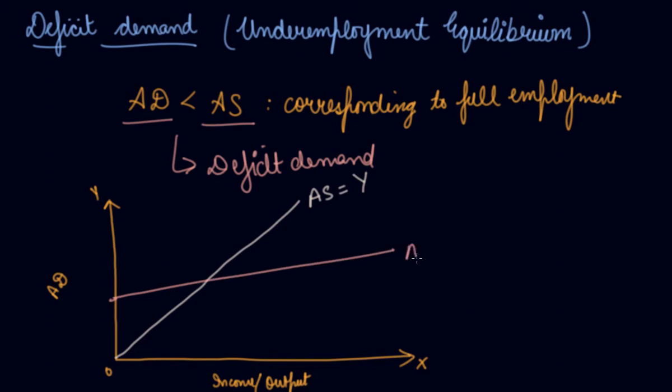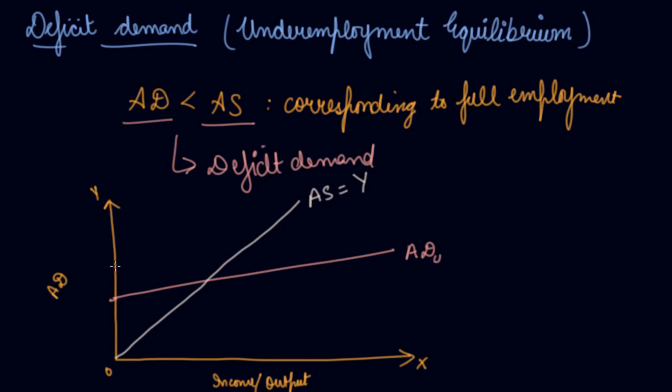In this case, your aggregate demand, ADU, is your aggregate demand corresponding to underemployment in the economy. That is, your aggregate demand is less than your aggregate supply. But aggregate supply, being more flexible, has adjusted itself according to the aggregate demand.